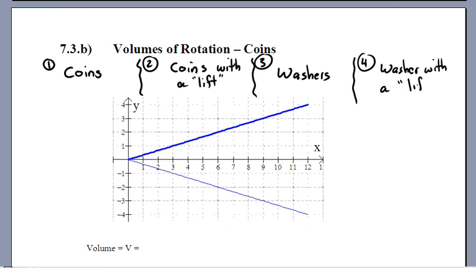The algebra, the setup to the integral looks slightly different, and it's always good to know, okay, what am I shooting for here? Is this a coin? Is this a coin with a lift? Or washers? And today it's going to entirely be about coins.